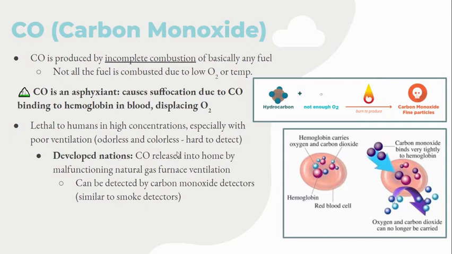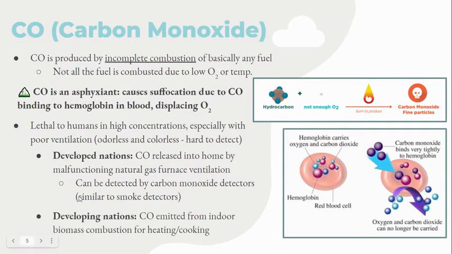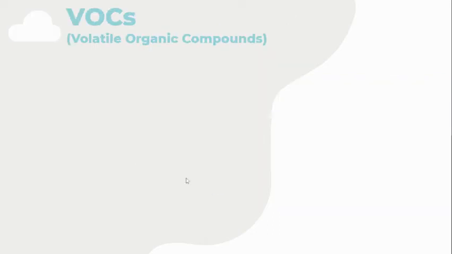So in developed nations, it's released into the home by malfunctioning natural gas furnace ventilation, and it can be detected again by carbon monoxide detectors. Talk to your fire department about where you can get one if you don't. Make sure you know where it is and make sure it has good batteries. And in developing nations, it's emitted from indoor biomass combustion as well, from heating or cooking. So incomplete combustion of biomass, such as wood, can create this as well.